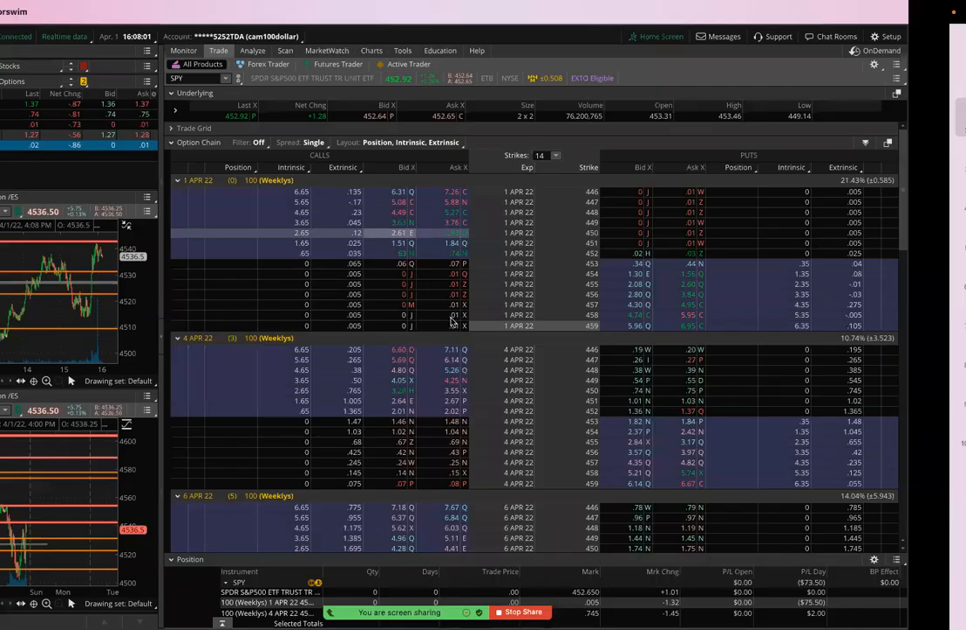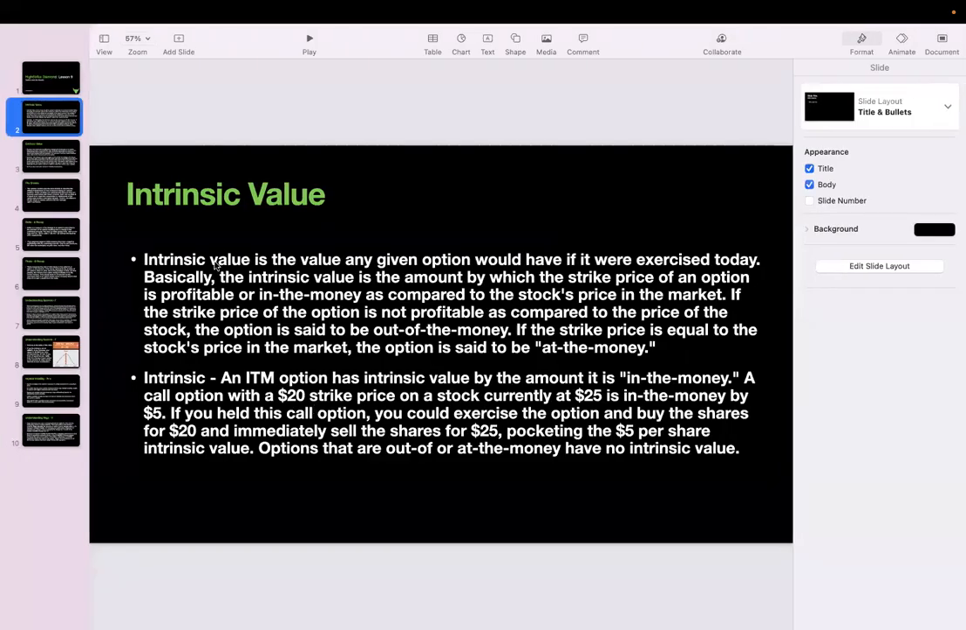So if we go ahead, we're going to come over and look at TOS, but I'm going to go over intrinsic value first, and then we'll go ahead and look at that. So that's intrinsic value. And if that doesn't make sense, we'll go over it a little deeper here once we go into TD Ameritrade in just a minute.